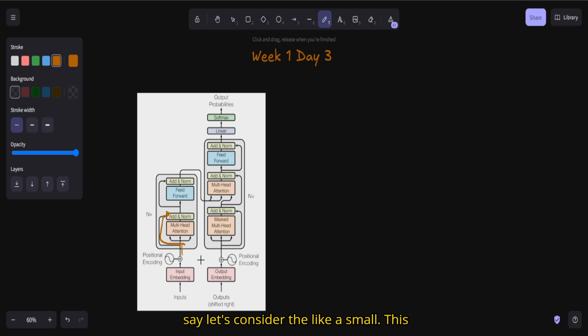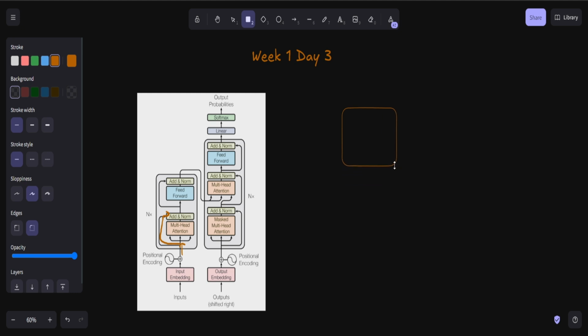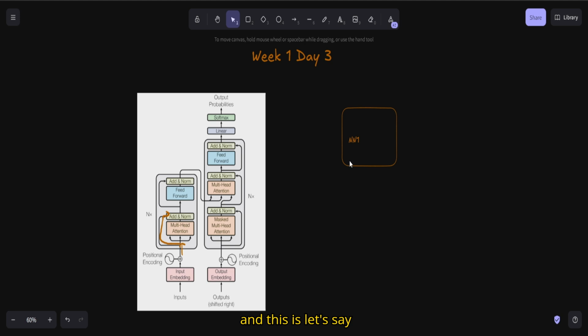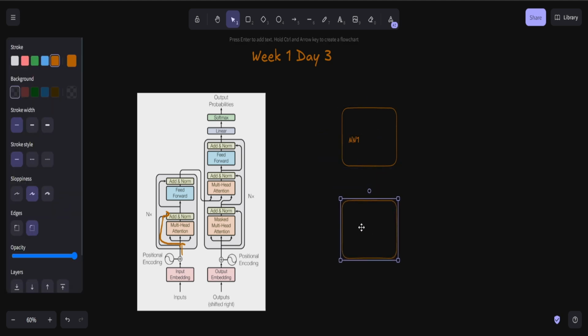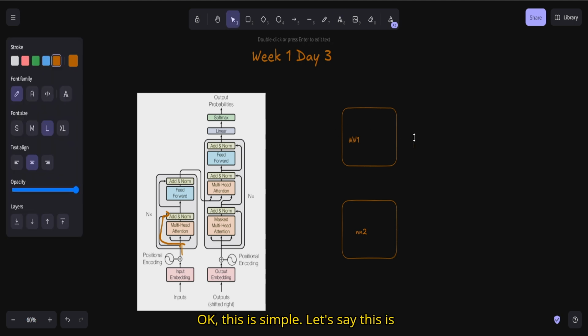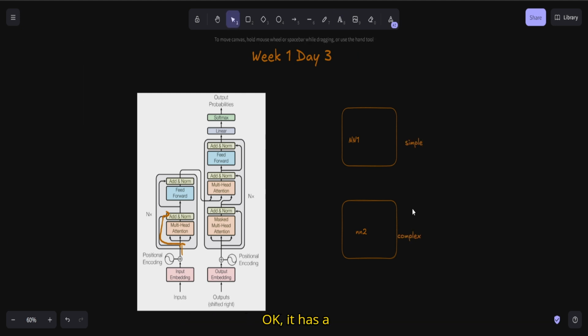So let's consider a small example. This is one neural network, let's say NN1, and this is NN2. Okay. NN1 is a very simple neural network, and NN2 is a very complex one. It has a lot of layers, a lot of complexity in it. We are not going to detail how it looks. We are just talking about the fact that it has a lot of complexity in it. Okay.